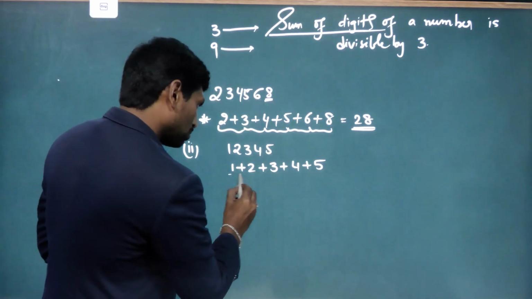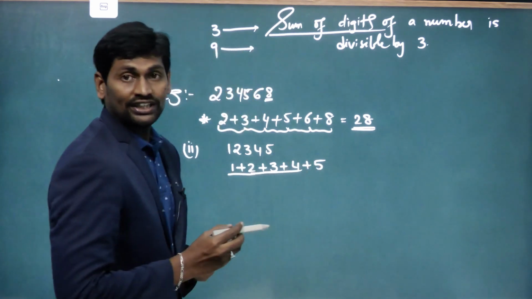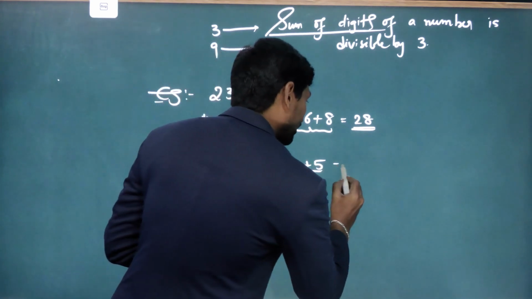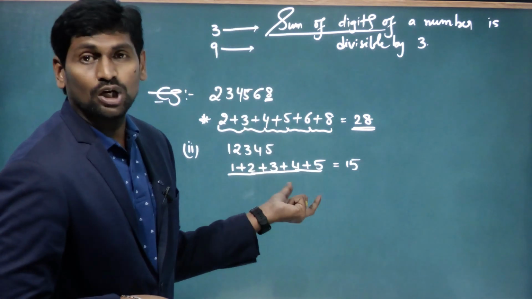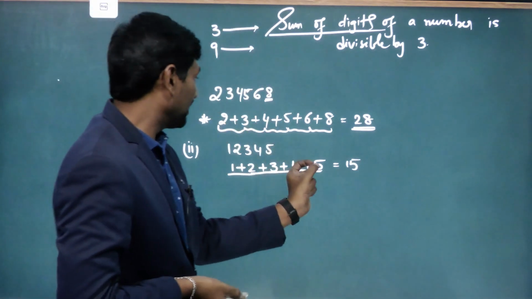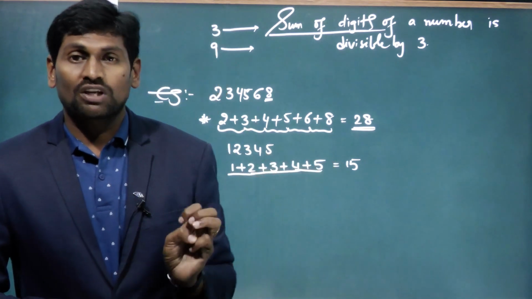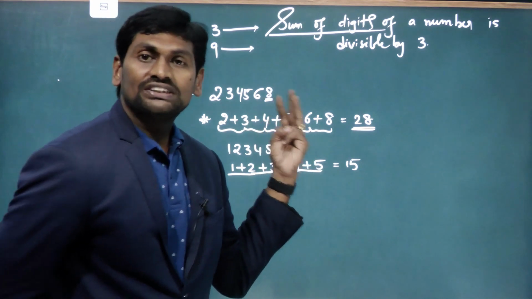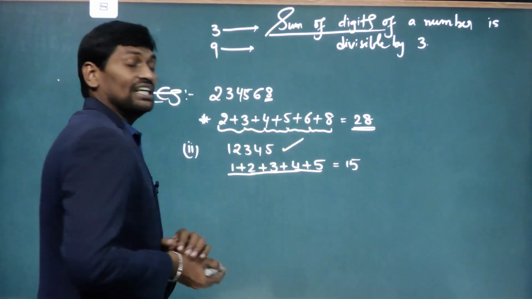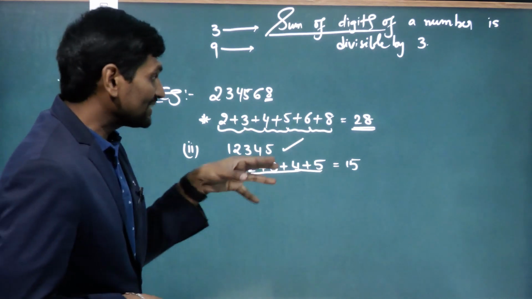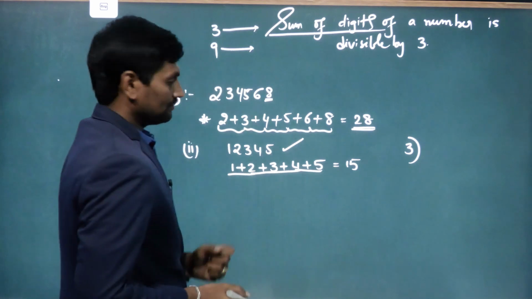So 1 plus 2 is 3, 3 plus 3 is 6, 6 plus 4 is 10, 10 plus 5 is 15. So the sum of digits of this composite number is 15, and we know that 15 is a multiple of 3. Then we can decide this entire number is divisible by 3. Let us check by the common division method.